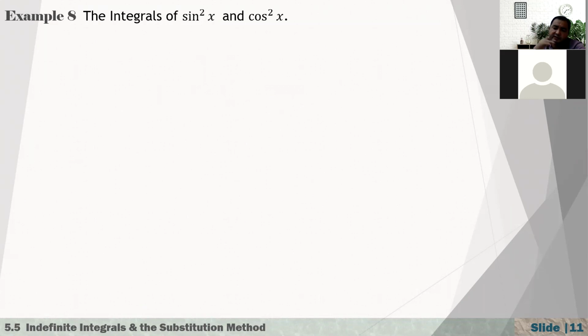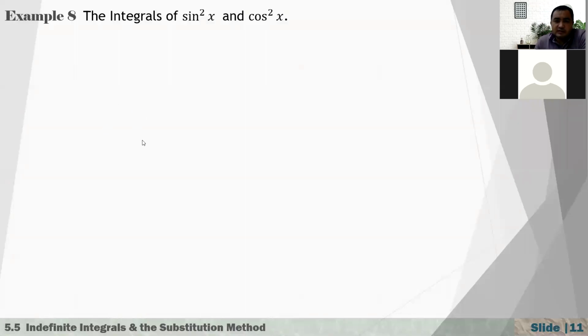The only way is we can reduce the power. After reducing the power, if it is 2, we can reduce it to 1. If it is 3, to 2. In this way, we can integrate the trigonometric functions. It's not difficult, but again, it is long, and we don't have any short way.